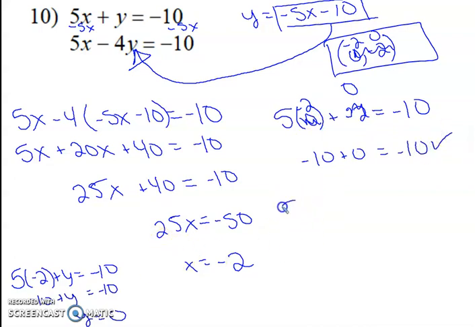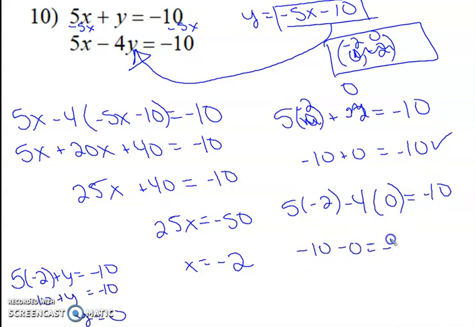Let's try the second one. 5 times negative 2 minus 4 times 0 equals negative 10. Negative 10 minus 0 equals negative 10. That is true. So we are right. Negative 2 comma 0 works.